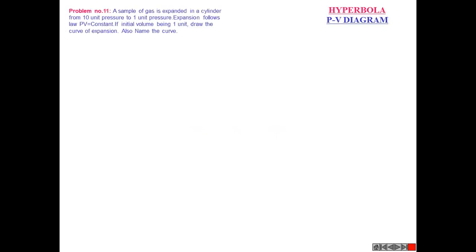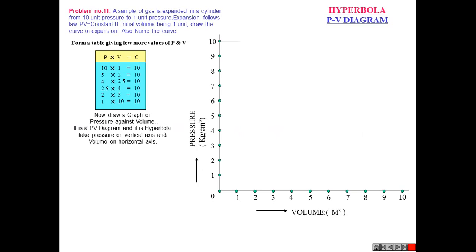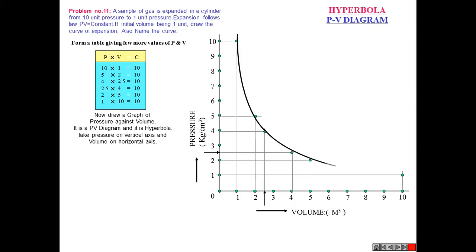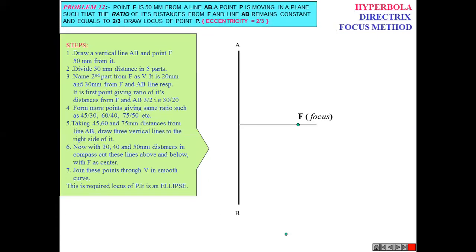We have seen the famous PV diagram, that is nothing but Boyle's law. We all have seen it in our elementary education. Pressure to volume variation is again a hyperbola. Then the directrix-focus method for hyperbola, where the vertex is defined.